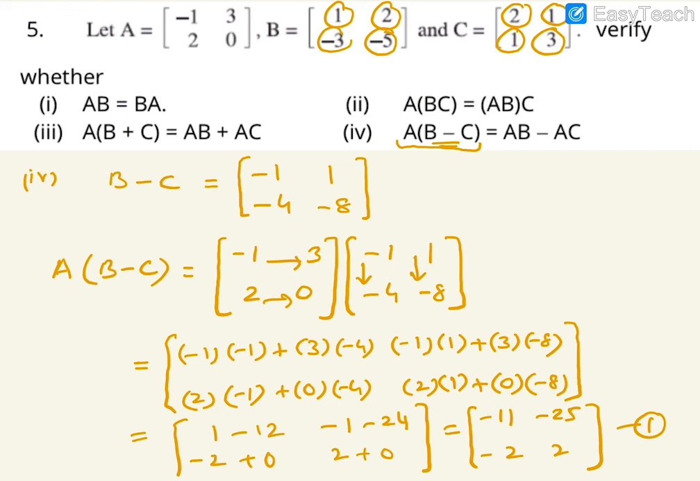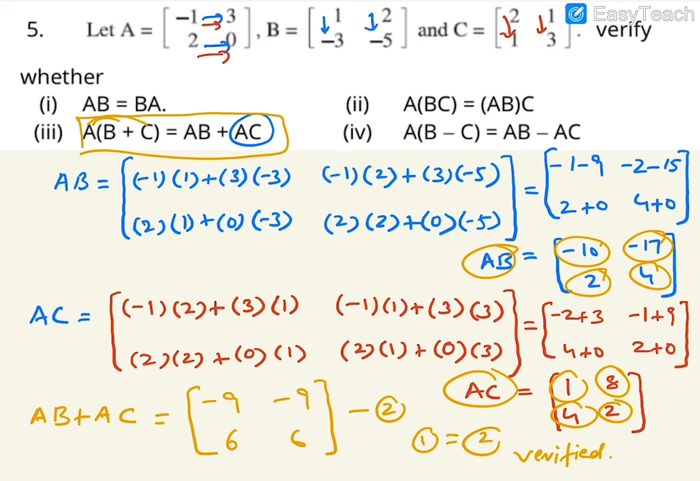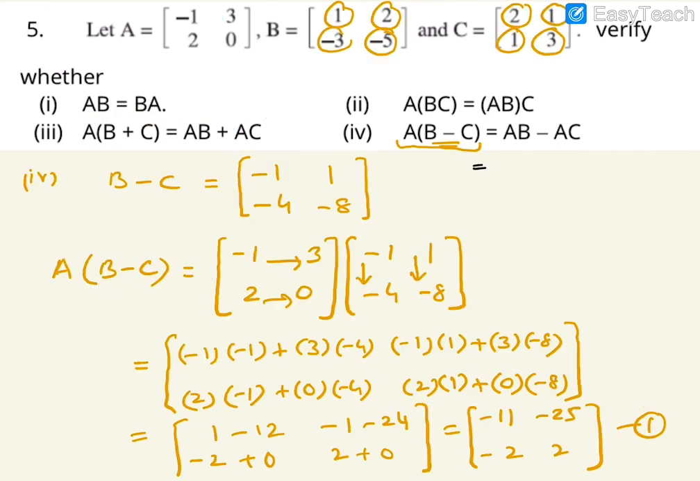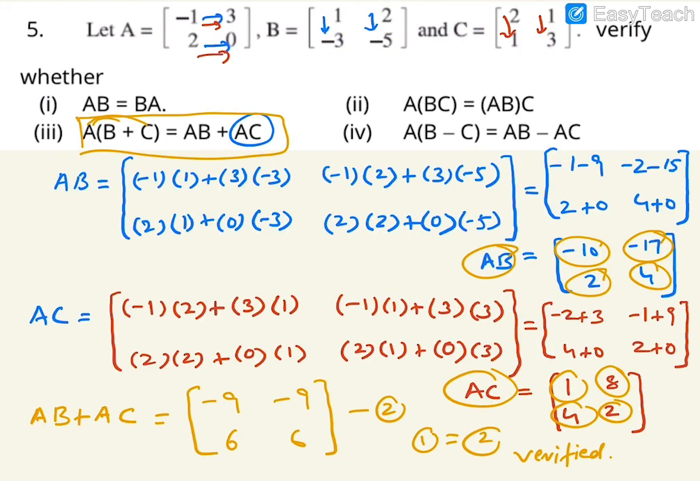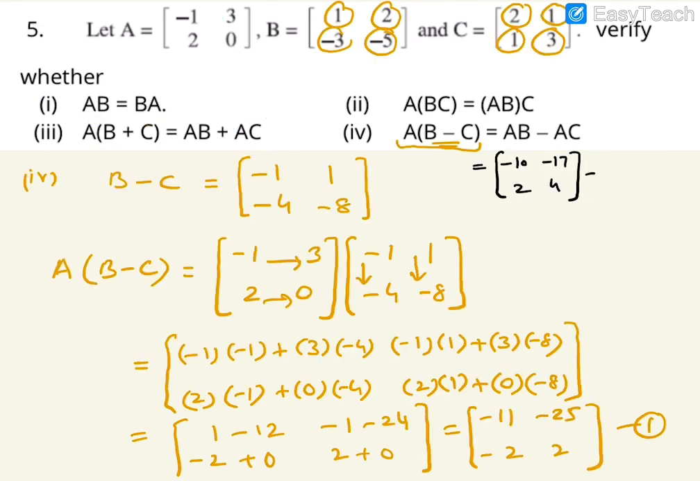Now we need to find AB and AC, then we need to subtract. Already we found in part 3 AB and AC, so I'm going to do it here itself. What was AB? AB is minus 10, minus 17 and 2, 4. This is the value of AB we found already. Now what is AC? AC is 1, 8, 4, 2.